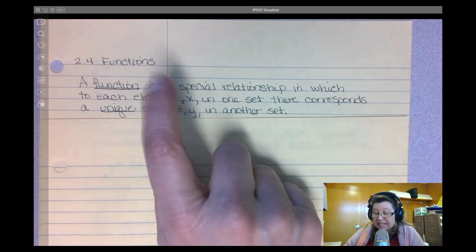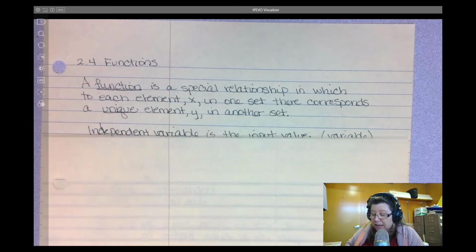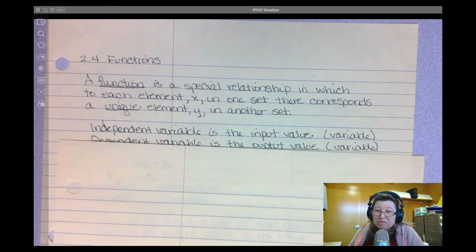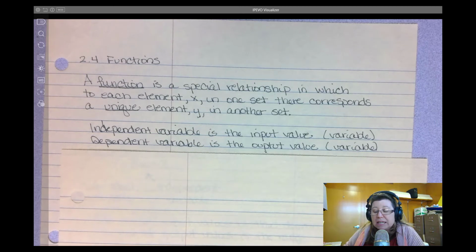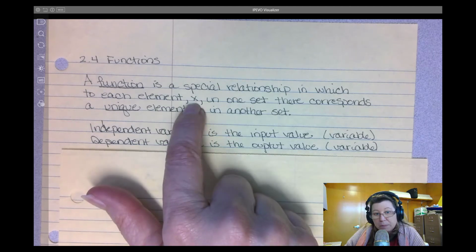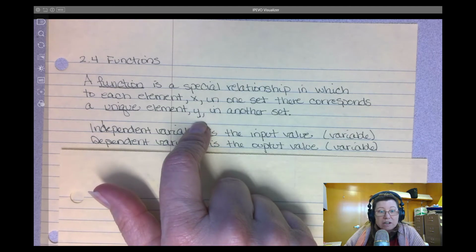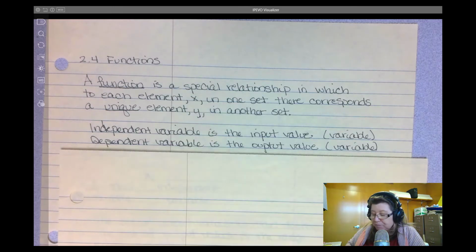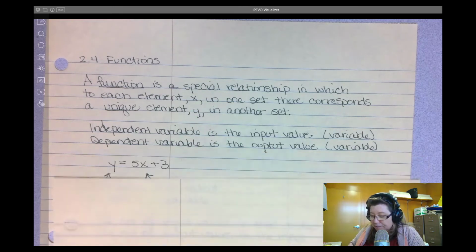Now this x value that we plug in is what's called the independent variable. It's our input value. And the dependent variable is the output value or variable. In this case, x is our independent and y is our dependent because the output depends on what you put in and therefore it's dependent.